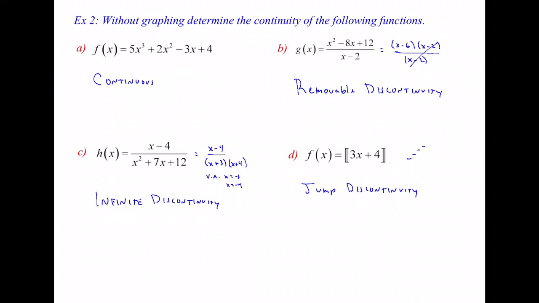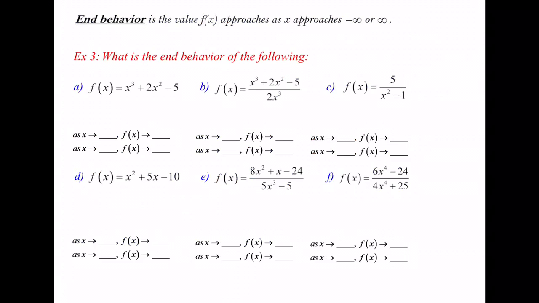And so there are 4 examples of how you can figure out what type of continuity it is without actually graphing each of these functions. Alright, and then the last thing we're going to look at is end behavior. This is the value f of x approaches as x approaches negative infinity or infinity.